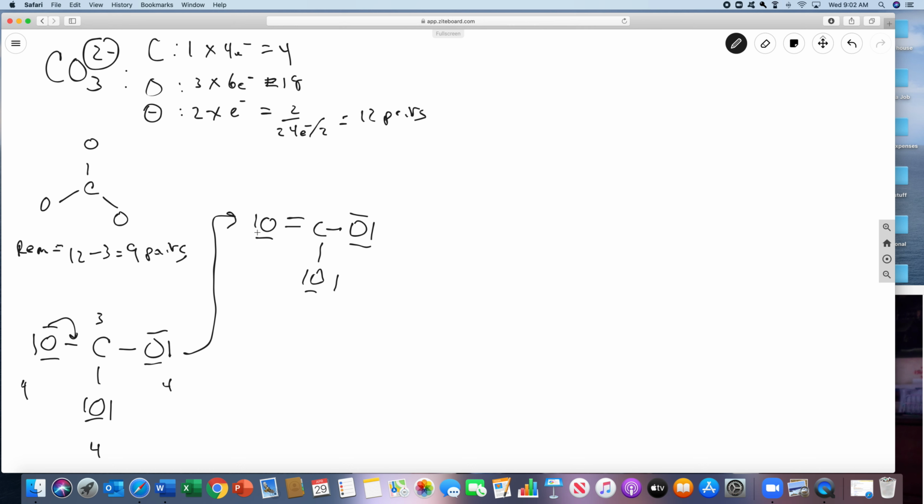Now we can check. 1, 2, 3, 4. 1, 2, 3, 4. 1, 2, 3, 4. And the carbon has 1, 2, 3, 4. So it's done. Now anytime you're done with a structure, just ask yourself, does it have resonance? You're looking for the same 2 atoms bound together but differently. So carbon, oxygen, single; carbon, oxygen, single; carbon, oxygen, double. That means it has resonance.